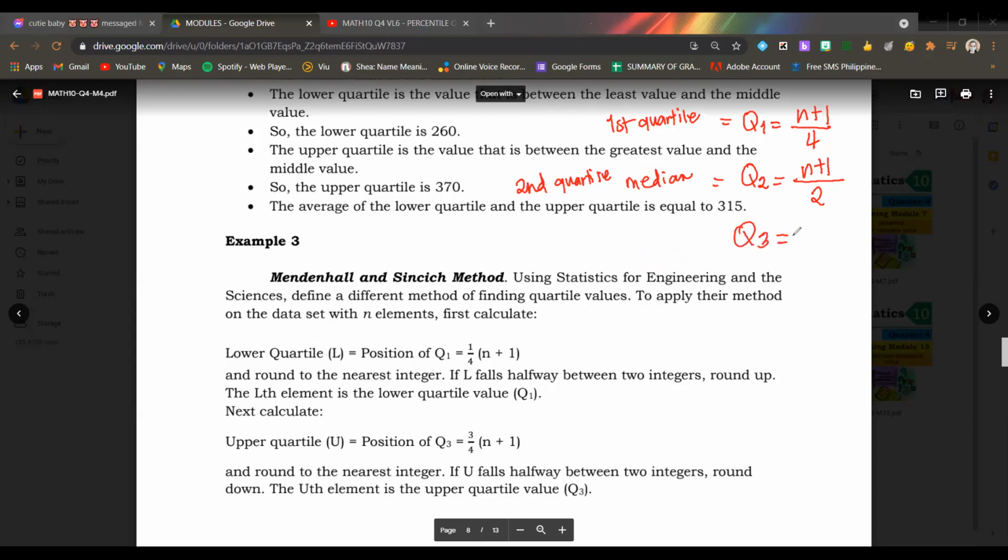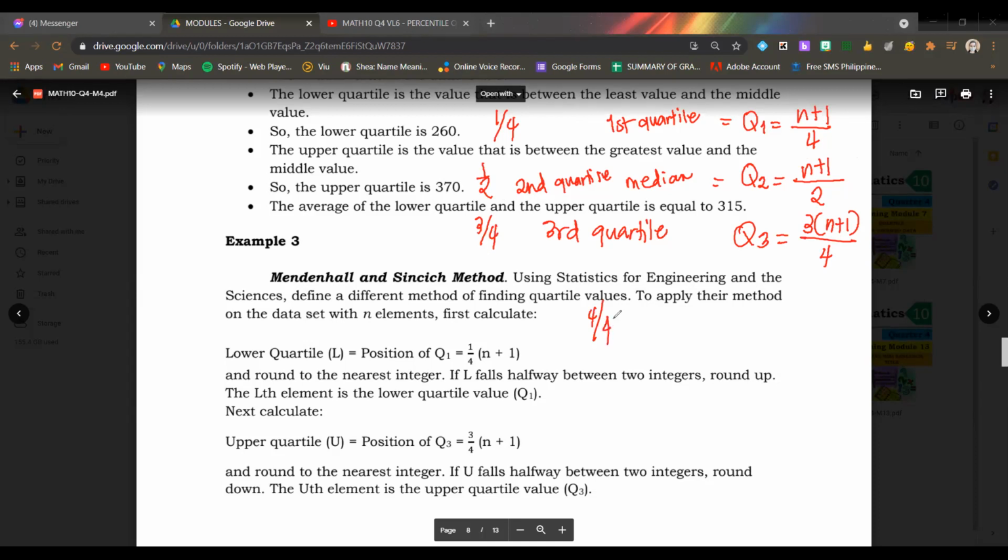And the third quartile, Q3, is 3/4, right? So that is 3 times n plus 1 divided by 4. As you can see, the first quartile is 1/4, the second quartile is 1/2, kalahati, and the third quartile is 3/4. Siyempre the fourth quartile is 4/4.